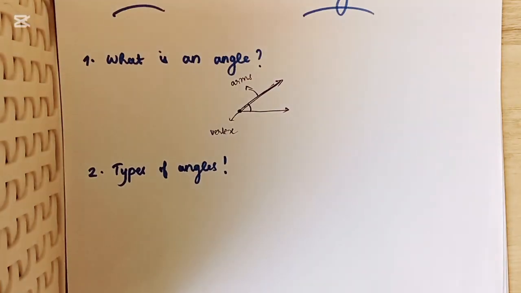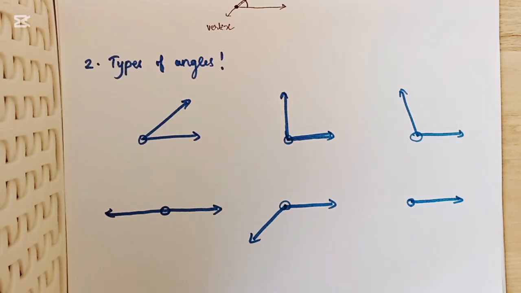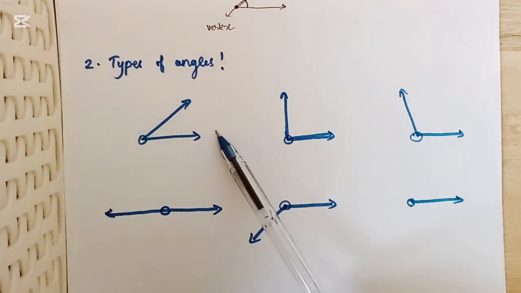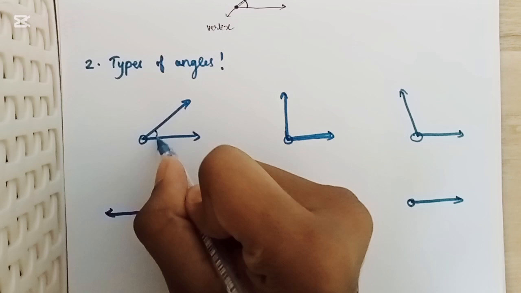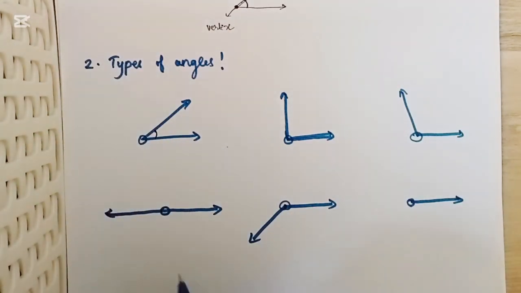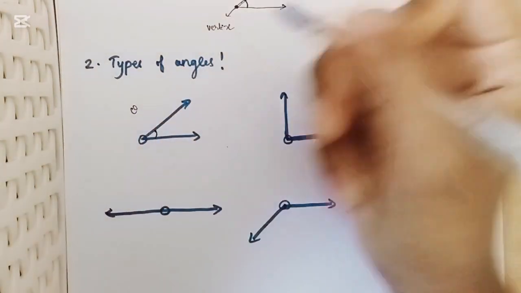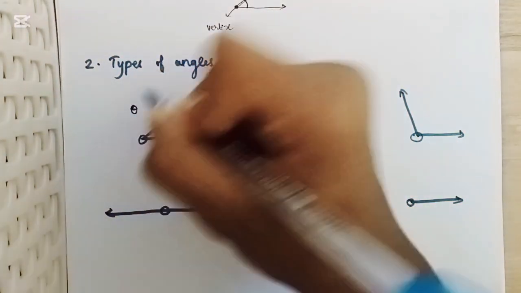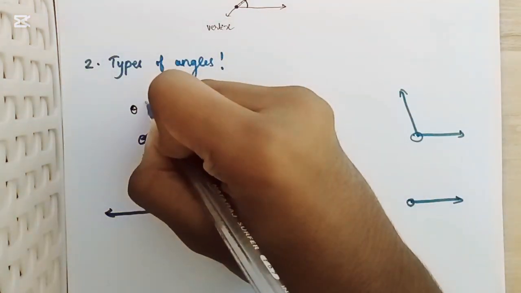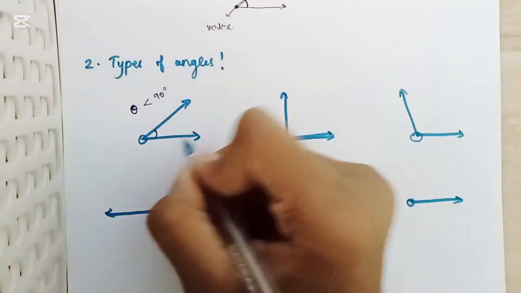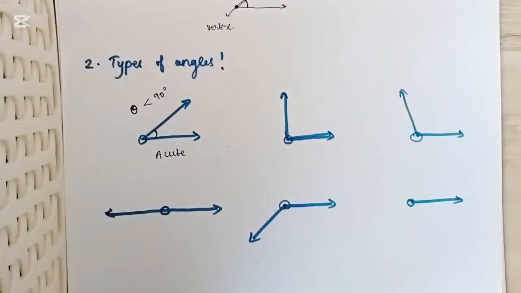The next topic is types of angles. There are mainly 6 types of angles. Starting off with this particular angle. In this angle, the area is called the angle. This angle is less than 90 degrees. If you measure this angle with a protractor, you get a value less than 90 degrees. Any angle whose degree, this is how you represent degree, this is called theta, any angle whose theta is less than 90 degrees is called an acute angle.